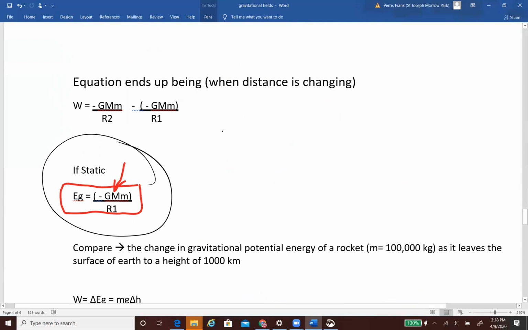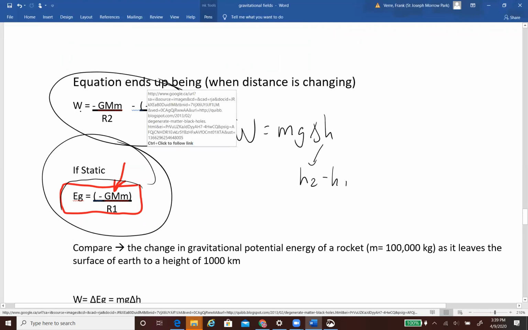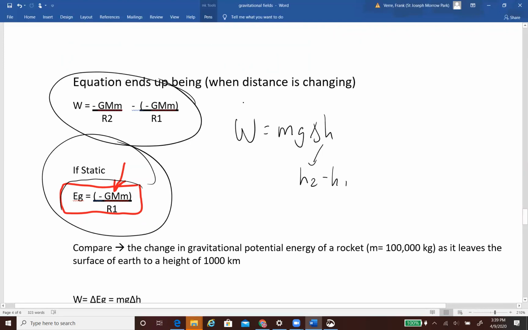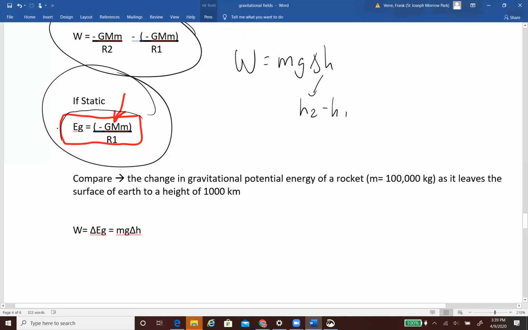So we are going to use this equation to figure out the change in energy. It's no different than what we talked about before, mg delta h, where delta h is h2 minus h1. We can set up a similar equation here so we can use that as a way to compare using this method versus this method. So let's look at an example of a question.